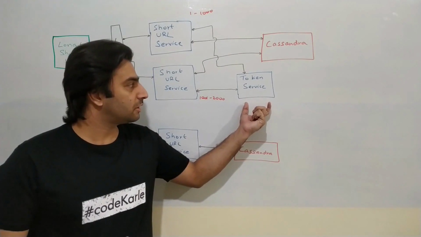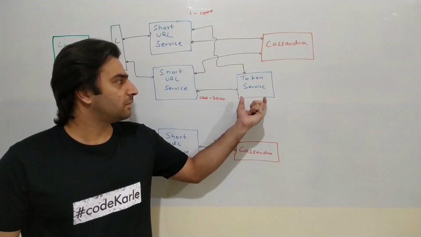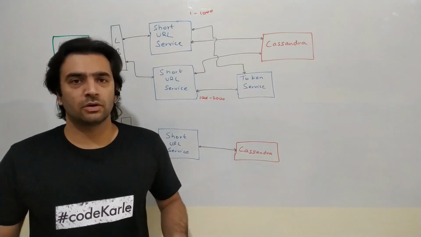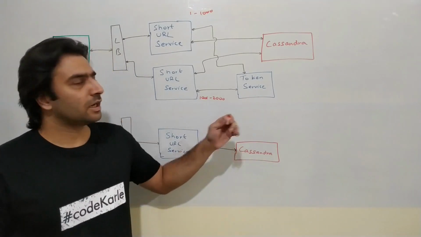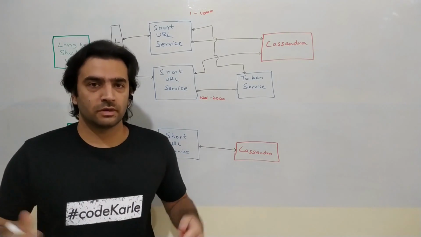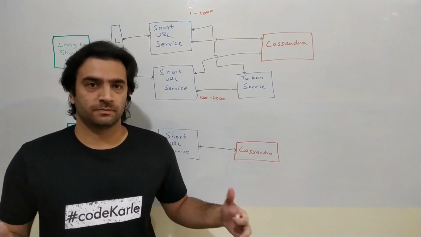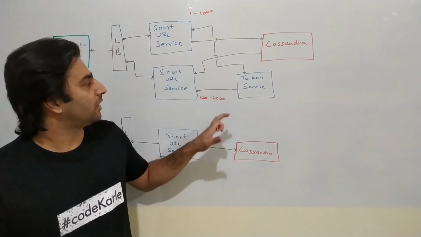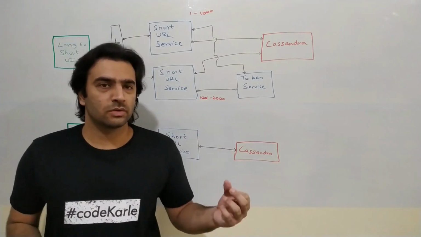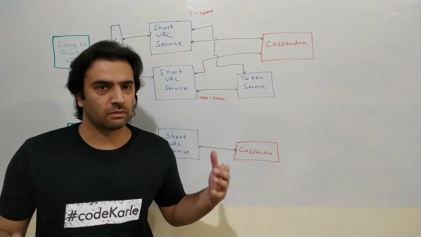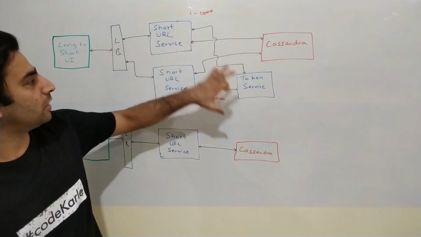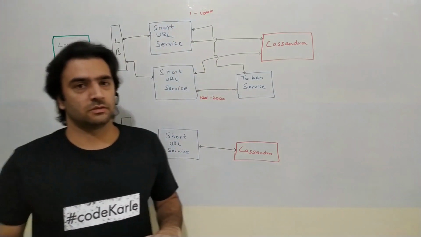Now this token service can be built on top of a MySQL because it runs at a very low scale. It'll get a call once in a couple of hours and it'll return back the ranges. I've taken these numbers as 1 to 1000, but realistically it'll be a bit larger number so that it can run for at least an hour or so. So now the token service has given numbers to each of these services.